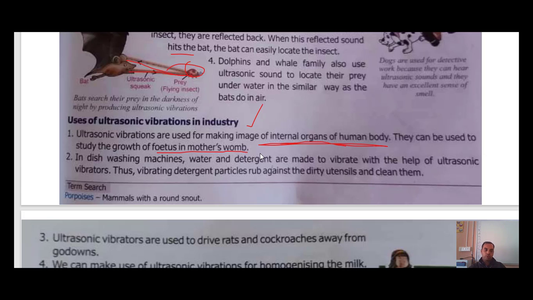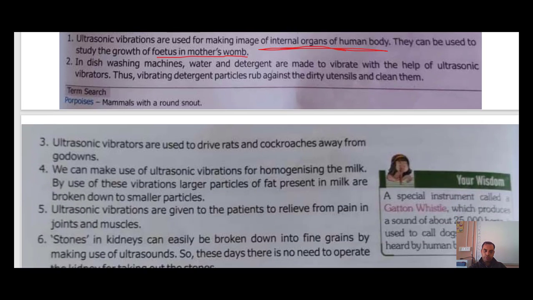In a dishwashing machine, water and detergent are made to vibrate with the help of ultrasonic vibration. Those vibrating detergent particles rub against the dirty utensils and clean them. So here, in the dishwasher, ultrasonic vibrations are used. These ultrasonic vibrations vibrate the detergent particles, which rub against the utensils and the utensils get cleaned. Okay, it's a very nice idea.